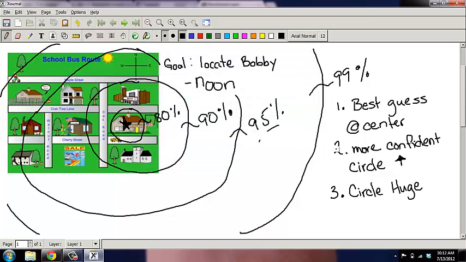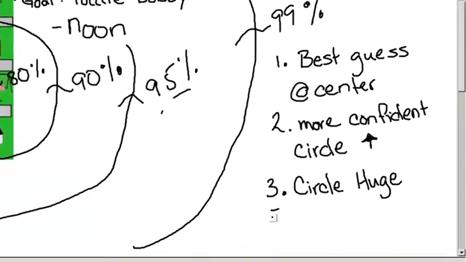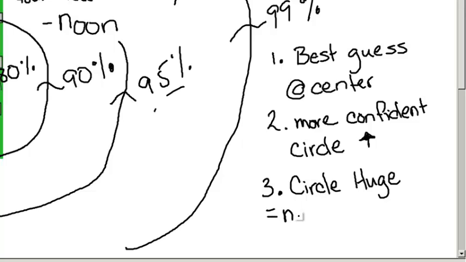So over here for number 3, we have a huge circle. Well, what that means, once the circle became huge, it was not as informative.